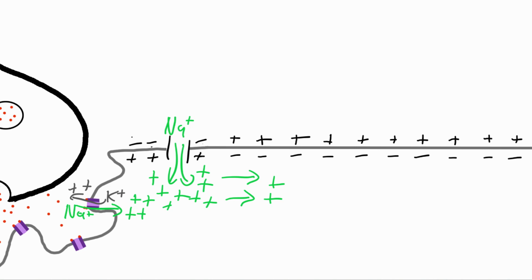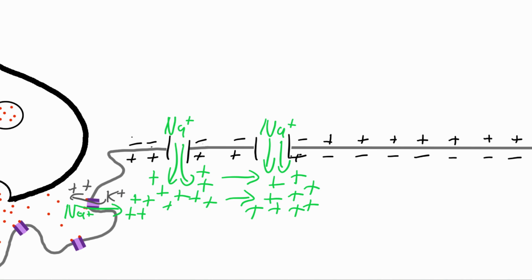So as it moves down its electrochemical gradient, it's going to cause the next voltage-regulated sodium channel to open. That voltage-regulated sodium channel is going to open up. It's going to allow for an influx of sodium. So we've now created an increase in sodium concentration again, which means that the membrane potential is also changing. The inside is now becoming positive. The outside is negative at that point.